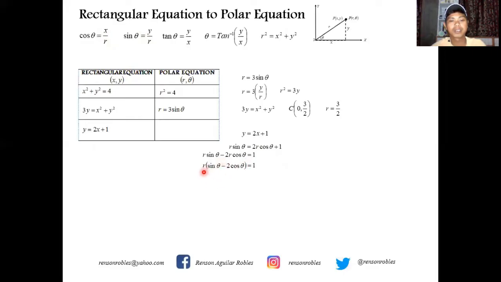And then by common monomial factor, we factor out r. So r times the quantity sine theta minus 2 cosine theta equals 1. And then finally, we solve for r by dividing both sides of the equation by sine theta minus 2 cosine theta, and we have r equals 1 over sine theta minus 2 cosine theta. So the polar equivalent of y equals 2x plus 1 is r equals 1 all over sine theta minus 2 cosine theta.